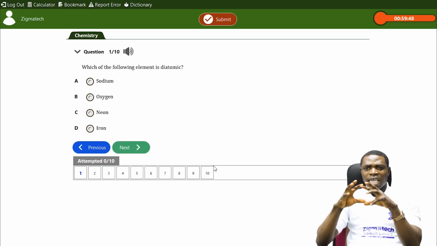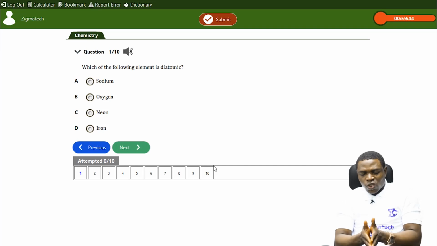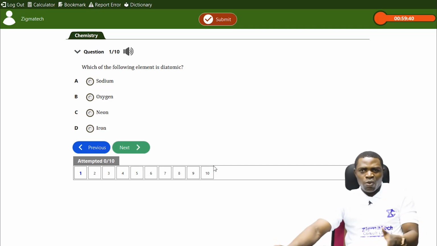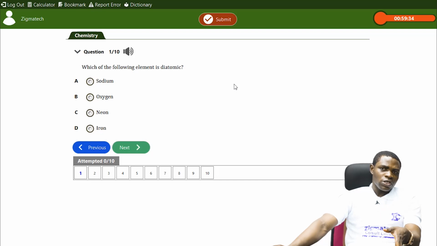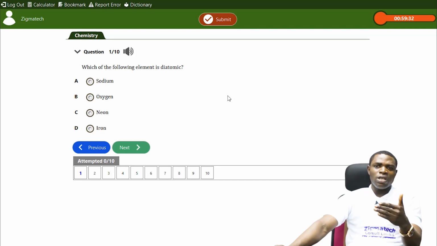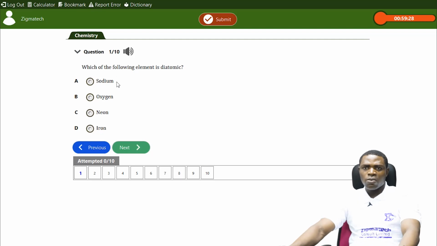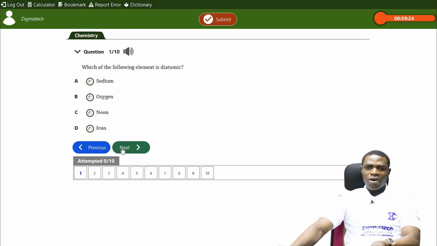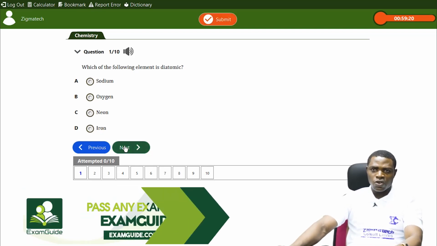Looking at it, I gave you the trend with which you are going to discover which of these elements, as arranged in the periodic table, is either monoatomic or diatomic or even polyatomic, because if you go further in quantum chemistry, you are going to encounter some polyatomic elements. So looking at the options, we have sodium, oxygen, neon, and iron. Oxygen is the diatomic gas among the options provided.